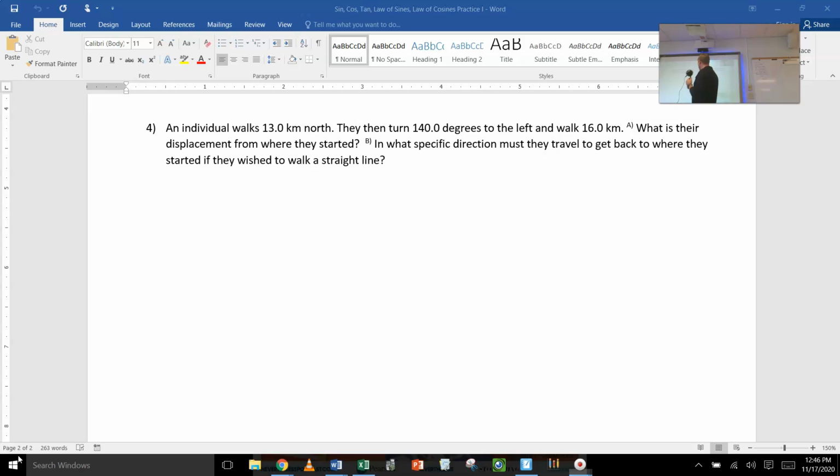An individual walks 13 kilometers north, and they turn 140 degrees to the left. And this is left. It really is going to mess you up when I send you south and then I tell you to turn to the left because it's the opposite. You'll see. 140 degrees, and I go 16 kilometers.